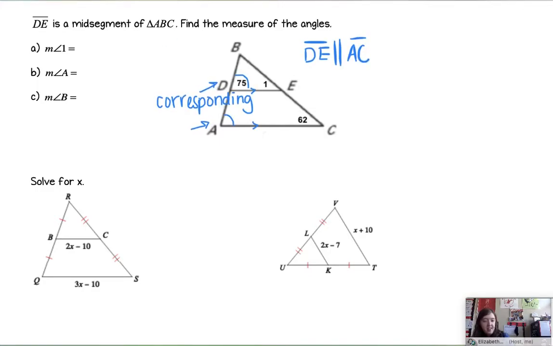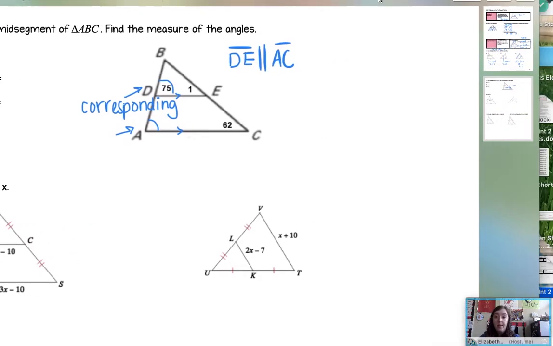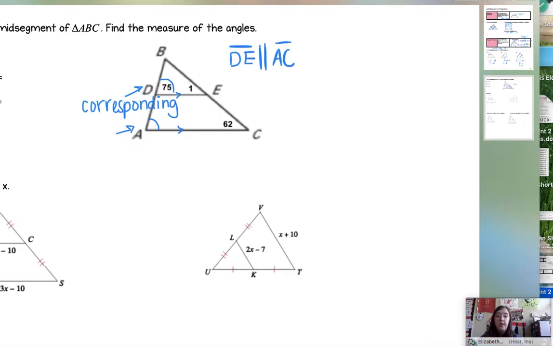Corresponding. Sorry, I got that into the picture. That's not helpful. Oh my goodness. Why do I keep messing this up? Okay. You can do this, Mrs. Davis.